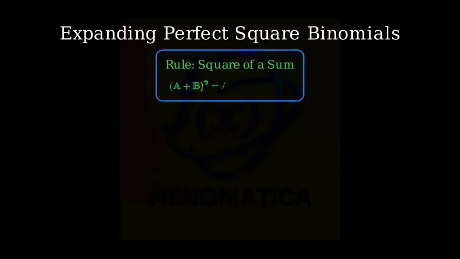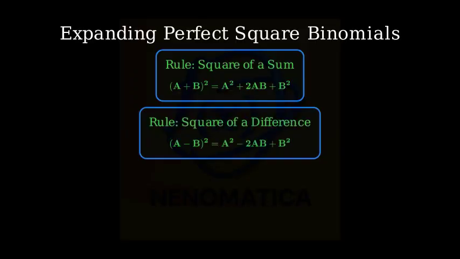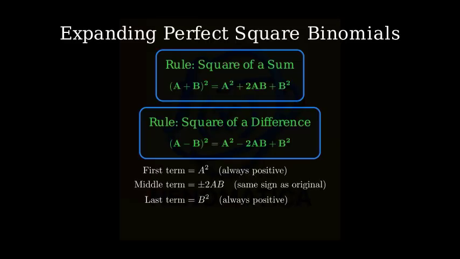For any two terms a and b, we have two important patterns. The first pattern is (a + b) squared equals a squared plus 2ab plus b squared. The second pattern is (a - b) squared equals a squared minus 2ab plus b squared. Notice that the only difference between these formulas is the sign of the middle term. Now, let's look at our first example.